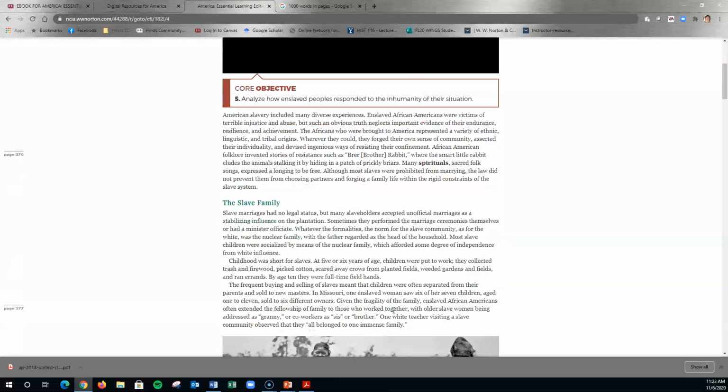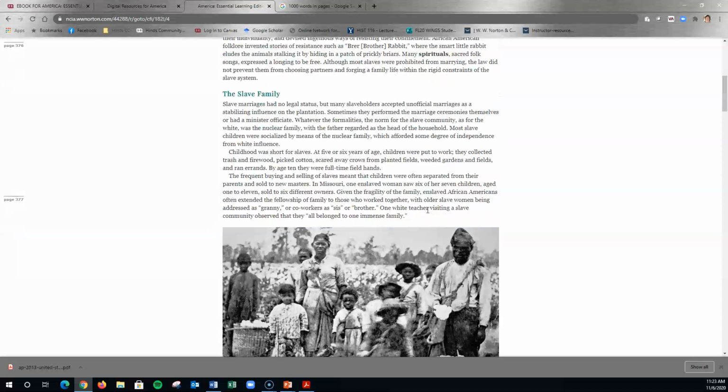Finally, the book talks a little bit about how enslaved peoples dealt with the horrors of slavery. There are a couple of ways. One is through church, one is through family.